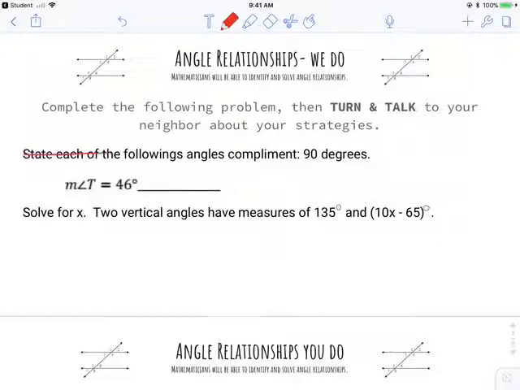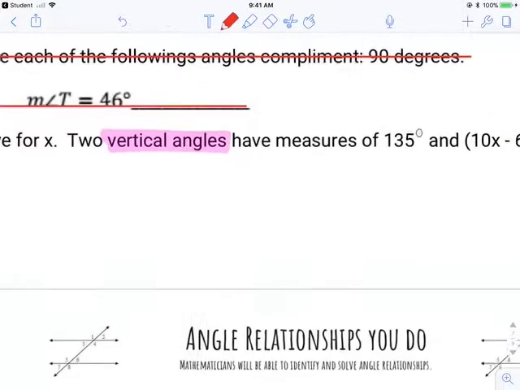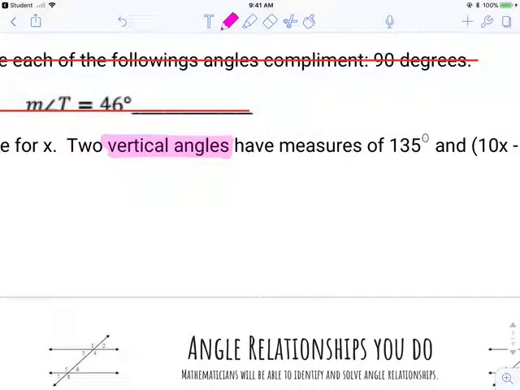The next thing we need to go over is the vertical angle. So I'm actually not doing this problem right here, but I am going to talk about vertical angles and the definition of vertical angles. So vertical angles, if you remember from the first lesson when I taught this, mean congruent or mean same.